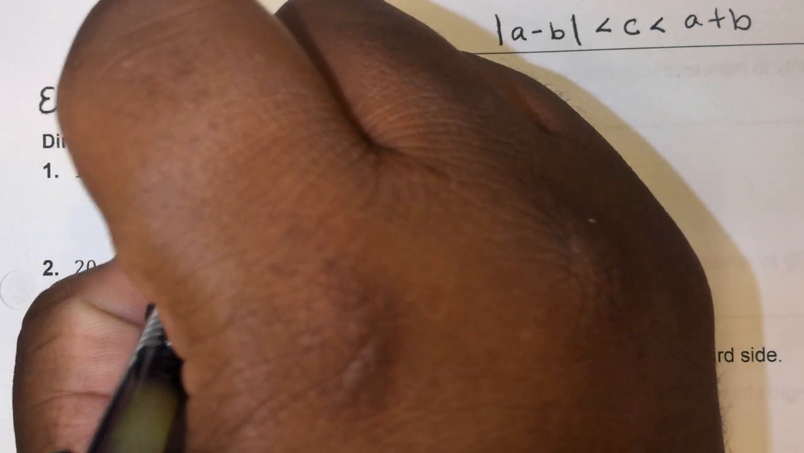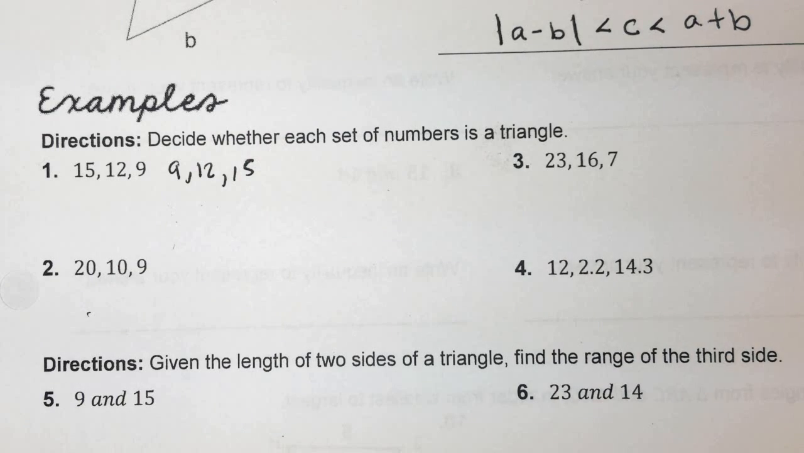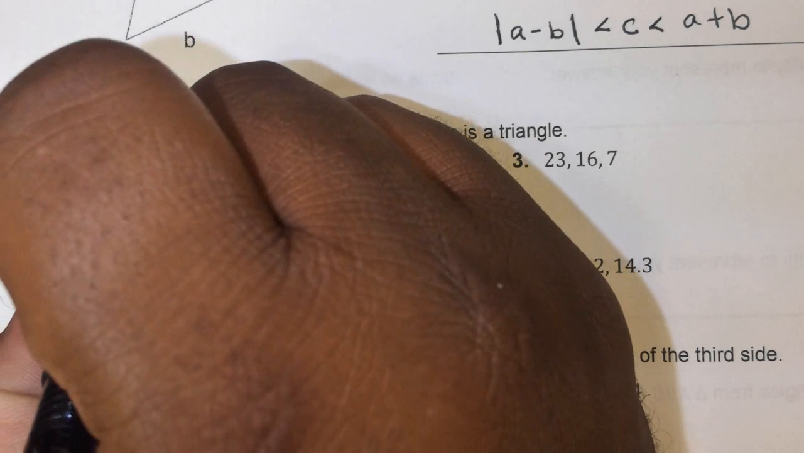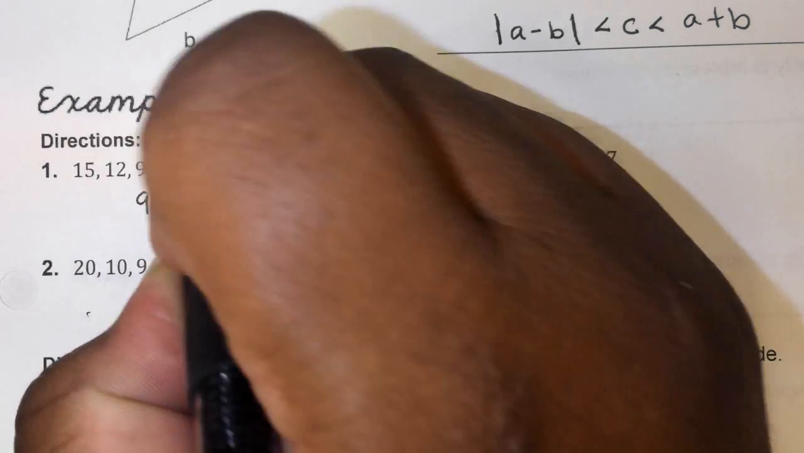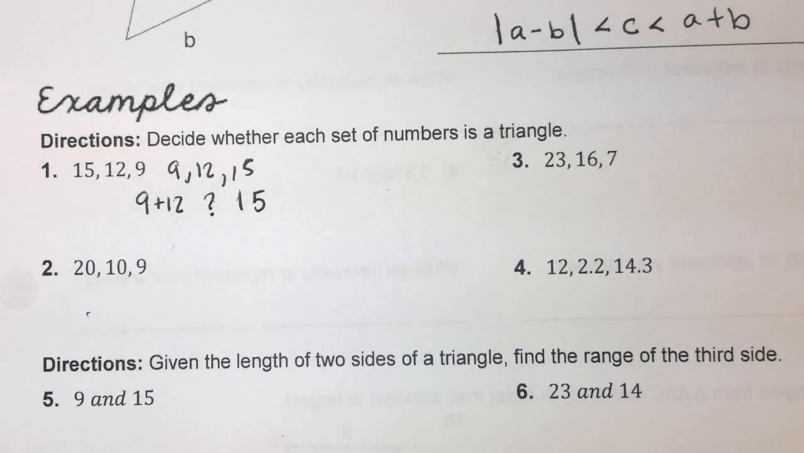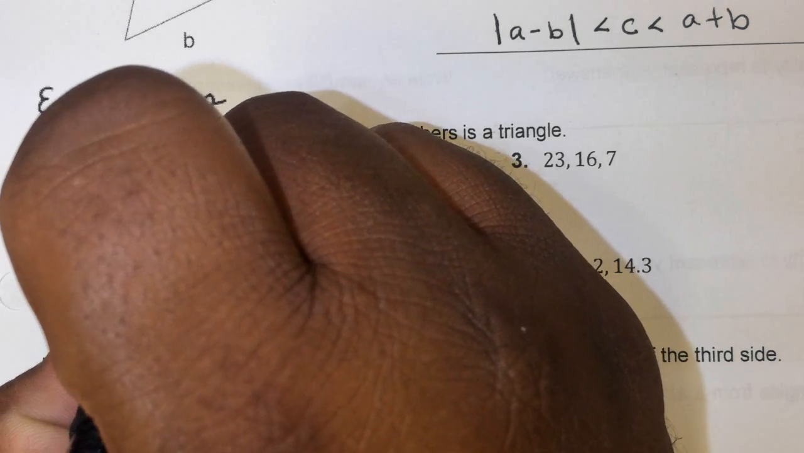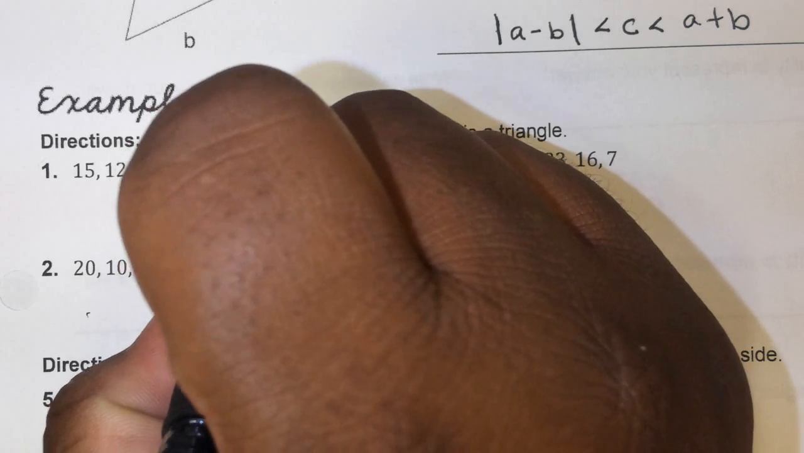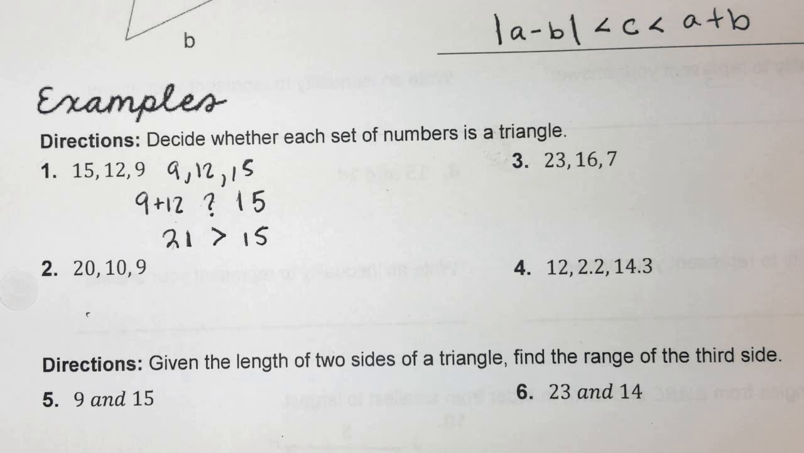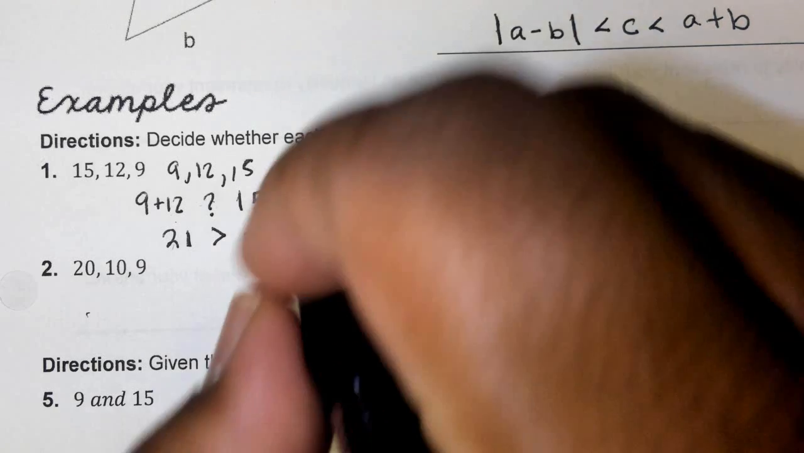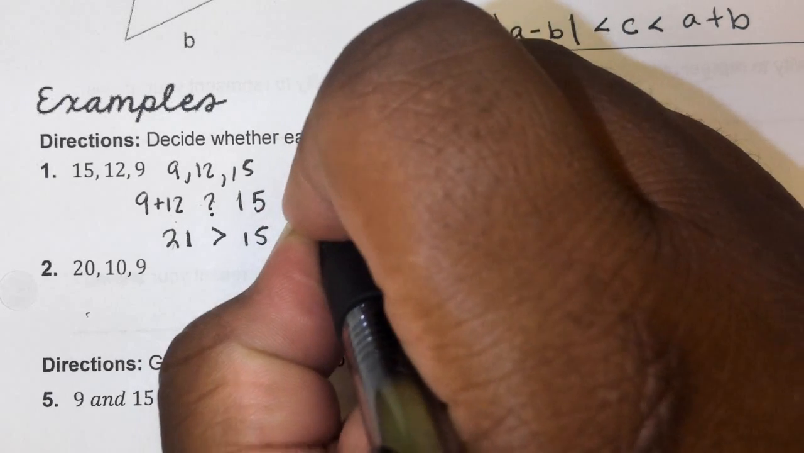Best thing you can do for yourself is reorder your numbers from least to greatest. 9, 12, 15. So my two smallest sides are 9 and 12. I'm going to set it up as 9 plus 12, and I don't know if it's greater than or equal to yet, so I'm going to put a question mark and then put 15 on the other side. 9 plus 12 is 21. I've got 15 on the other side. 21 is greater than 15. So based on the numbers that they gave me, yes, these numbers could represent the side lengths of a triangle.